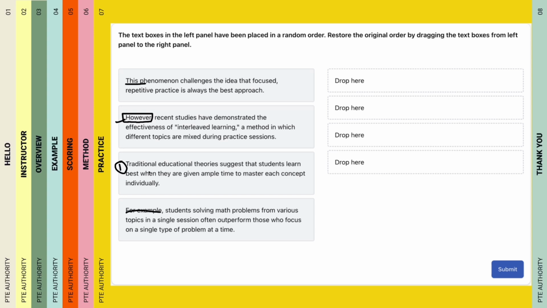Now, let's read the second and third paragraphs. I'll read the third paragraph first because that's our first paragraph. Traditional education theory suggests that students learn best when they are given ample time to master each concept individually. However, recent studies demonstrated the effectiveness of interleaved learning, a method in which different topics are mixed during practice sessions. So they're talking about two different things connected by the contrast word, however. So that makes this number 2.